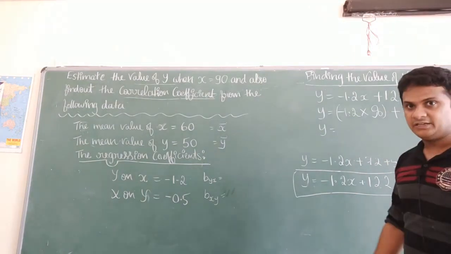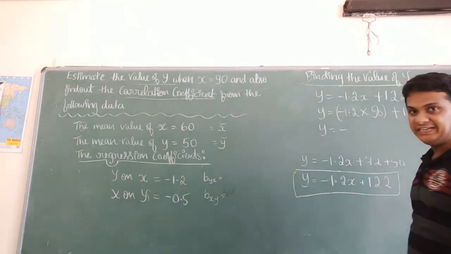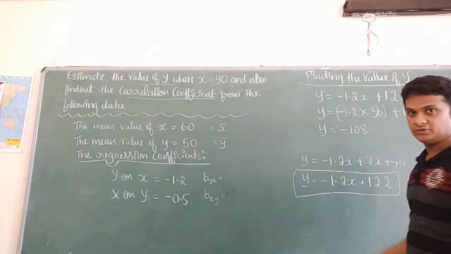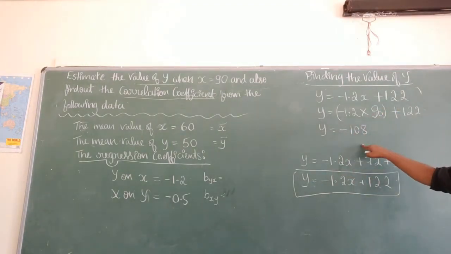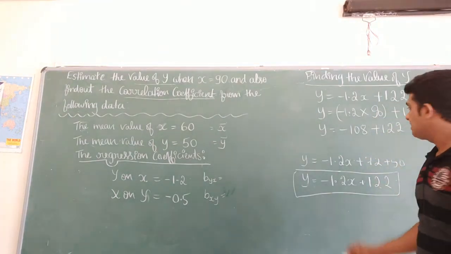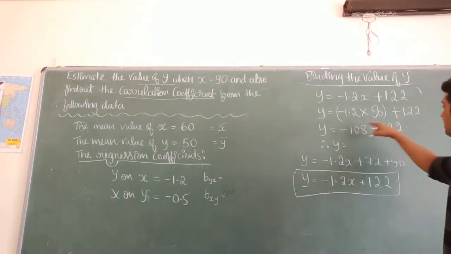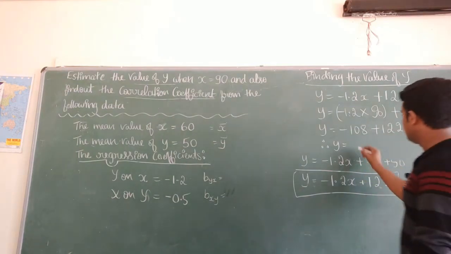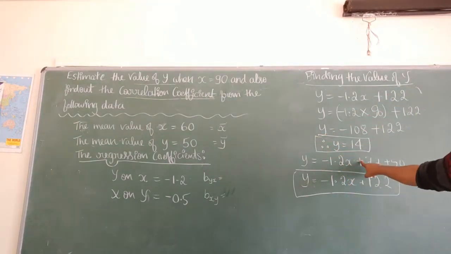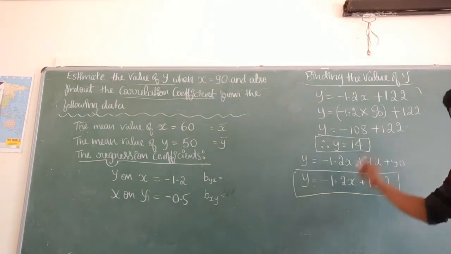Next, y is equal to minus 1.2 into 90. If you multiply, minus 1.2 into 90 is equal to 108. Use the calculator, multiply the value, which will be equal to 108 plus 122. So you can say y's value is equal to minus 108 plus 122, which is equal to 14. So this is our answer for the first part of the question. If x value is 90, y's value will be 14.